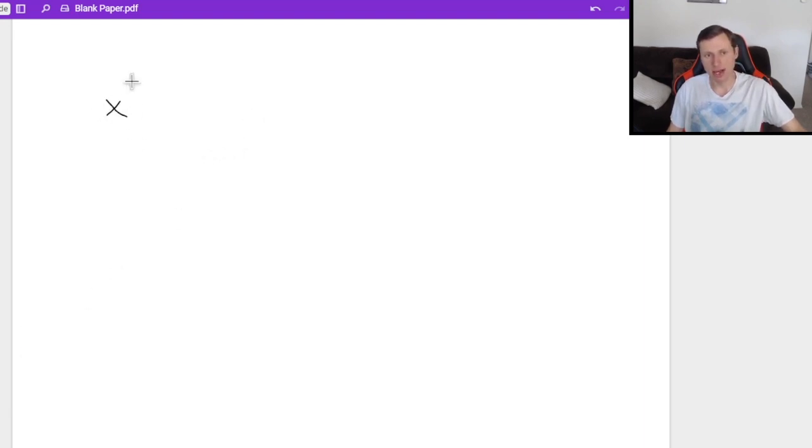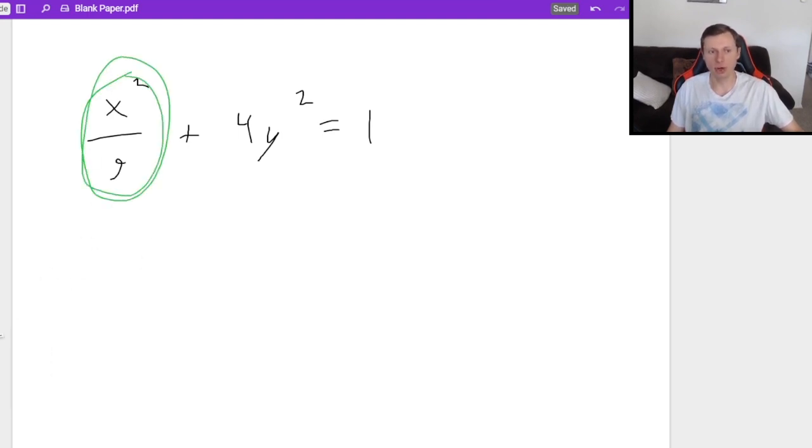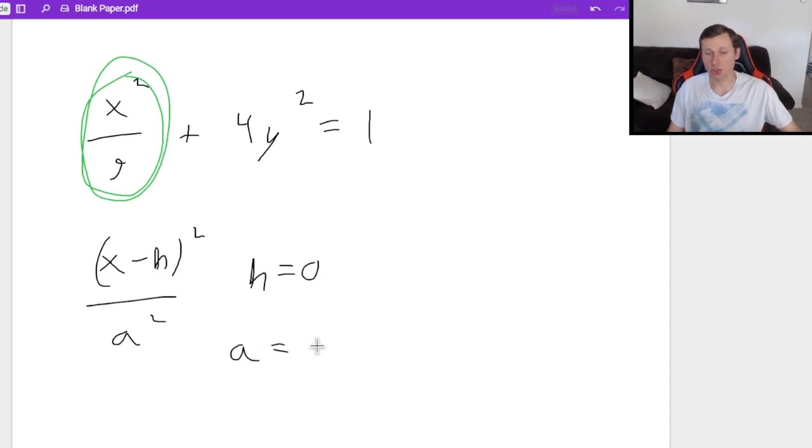Let's say I have x squared over 9 plus 4y squared equals 1. The first thing we ought to do is try and find a and b. So you'll notice this one's already kind of in the form that I want, x minus h squared over a squared, where h is just 0 and a is the square root of 9, so 3. That's great. Now, 4y squared is not exactly in the form that I want, because I want y squared over b squared.